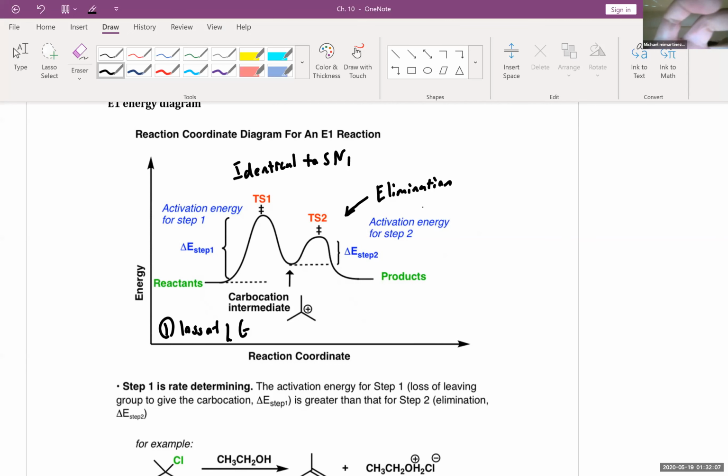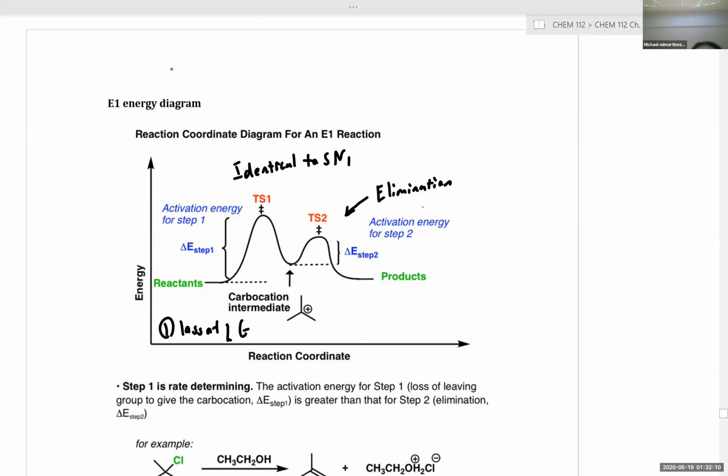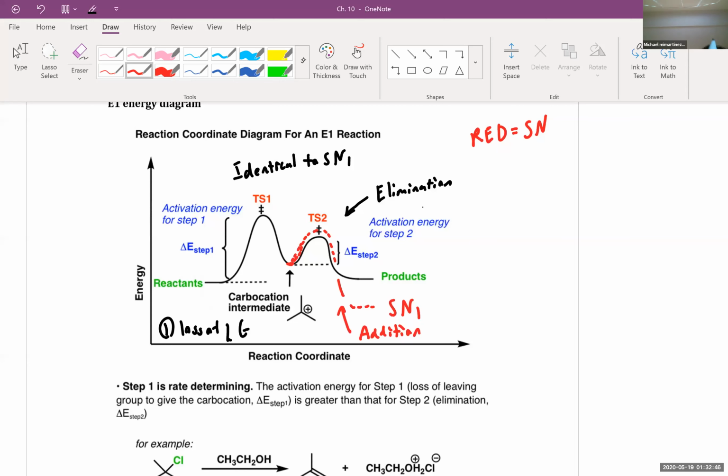If I were to draw, just overlaid on this chart, if red is looking at your typical SN1, this would be our SN1 pathway, and our second step would be addition. So to say that the E1 and SN1 are related, they follow the same initial rate limiting step, and the second fast step of either elimination or addition compete with each other. So SN1 and E1 reactions are competing.